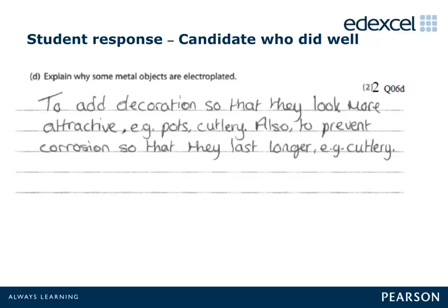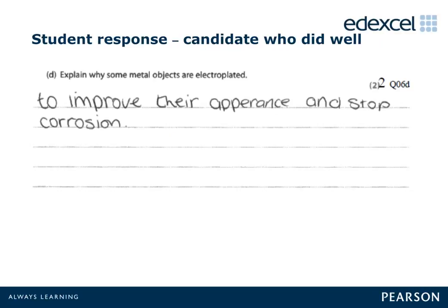The next 4 slides will look at question 6D of the Foundation Tier paper. This is a straightforward explanation about why some metal objects are electroplated. This candidate scores the marks for the points made about making metal objects more attractive and to prevent corrosion. This answer scored both marks for making the same points, improving appearance and prevention of corrosion.